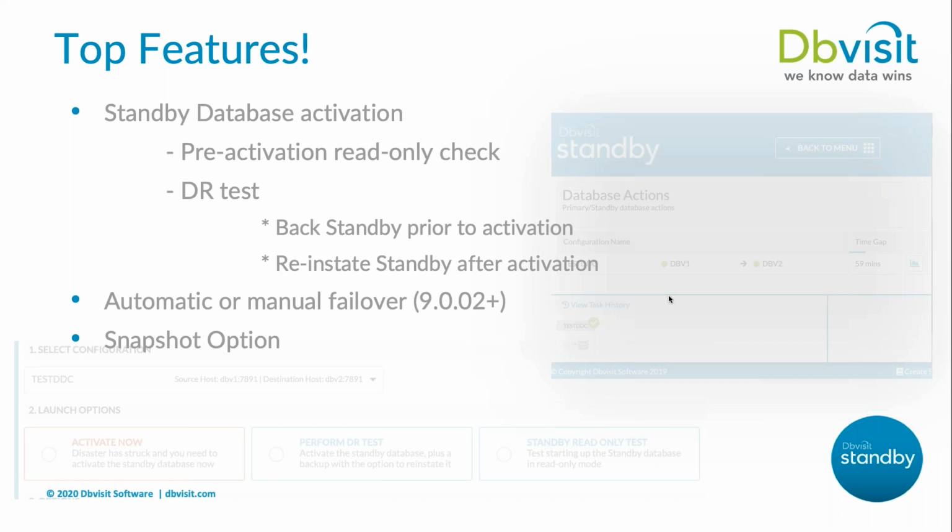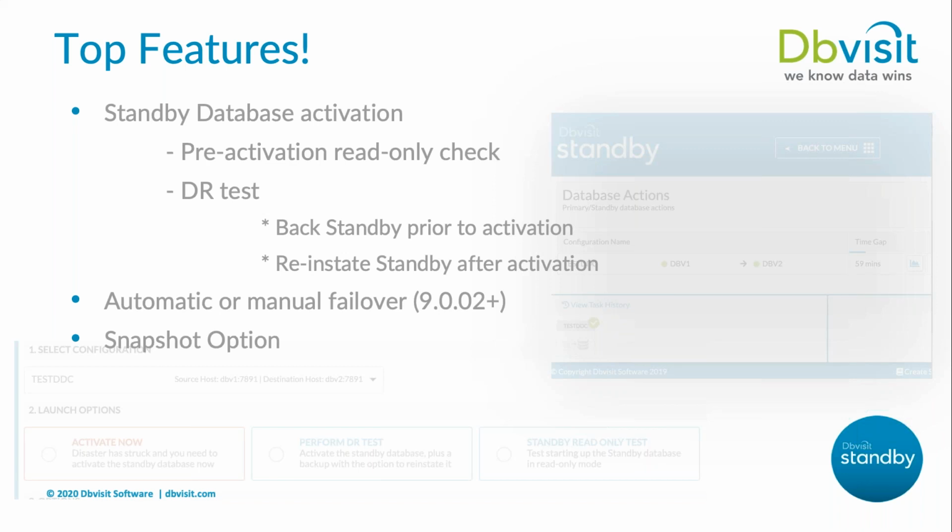So these overheads are avoided when you are doing a DR test with Dbvisit Standby. And from version 9.0.2, we have an option called automatic or manual failover. This is called an observer.